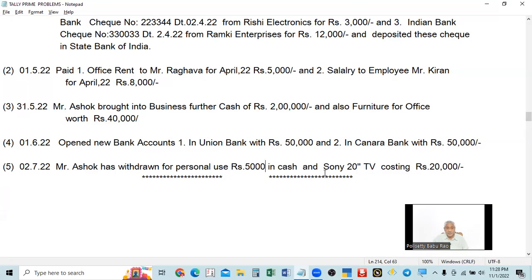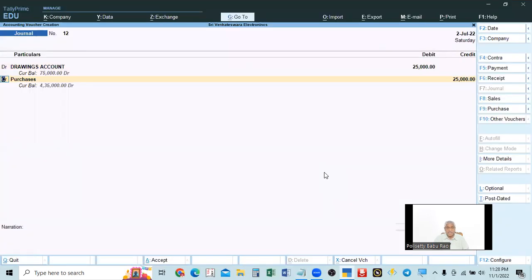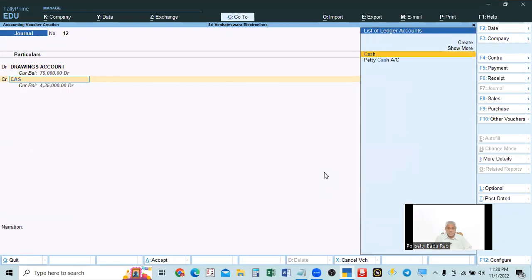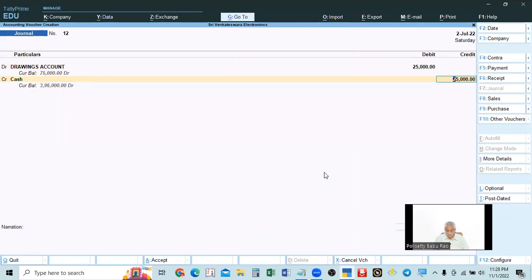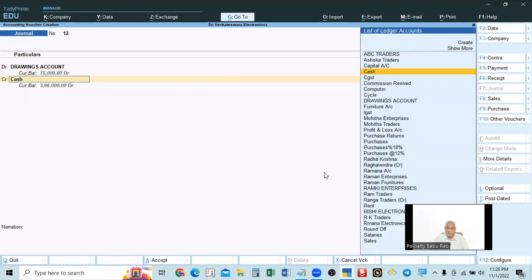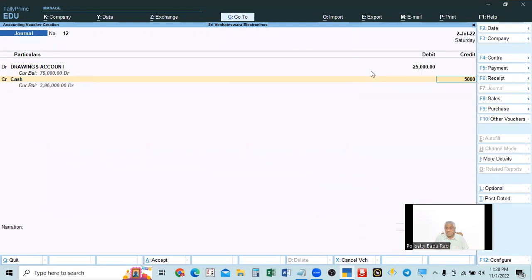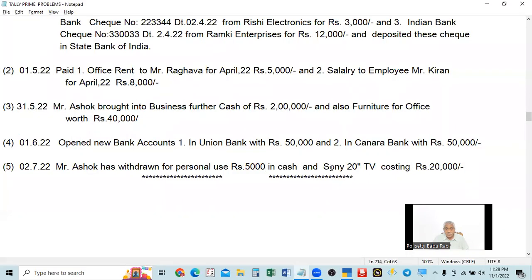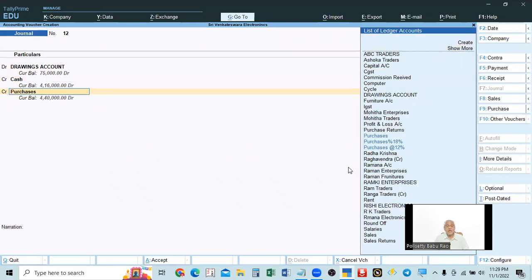And credit. What is he drawing? Cash he is drawing. In the cash, how much cash? 5,000 rupees cash. And the other one is he is taking a TV. So we have to enter it in the purchase account.